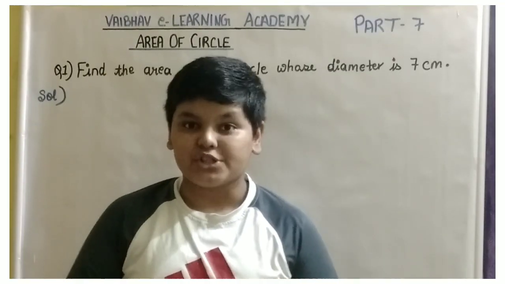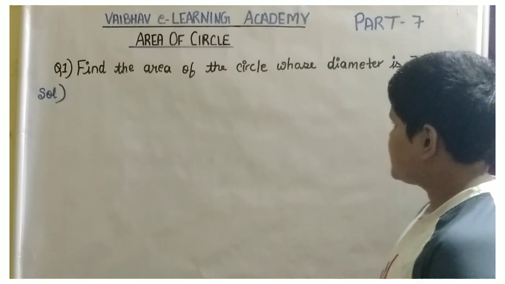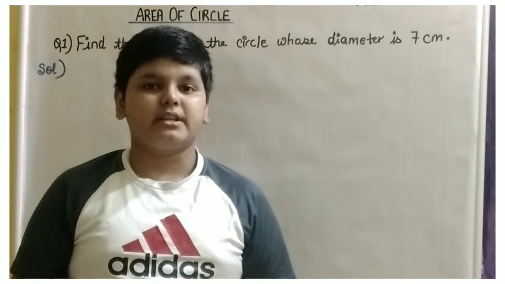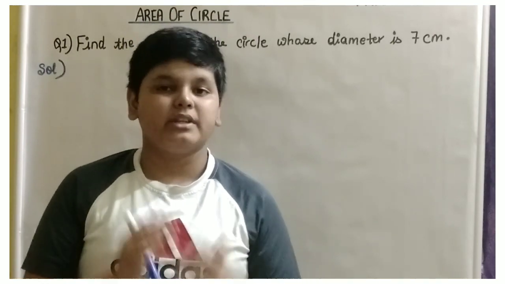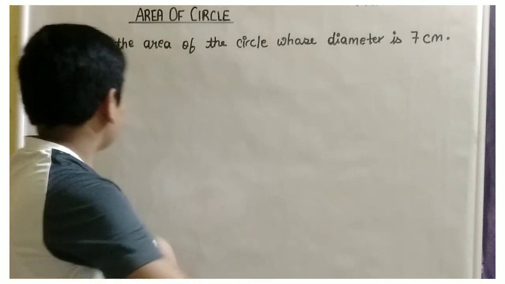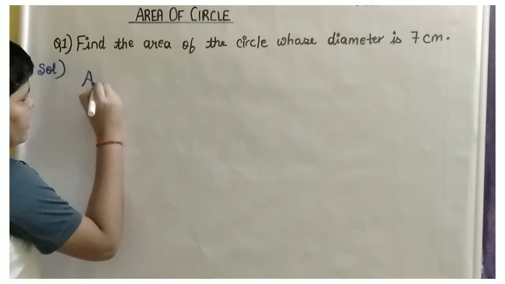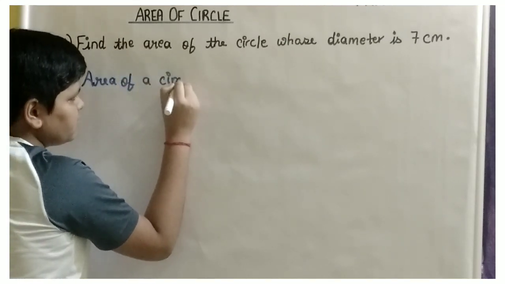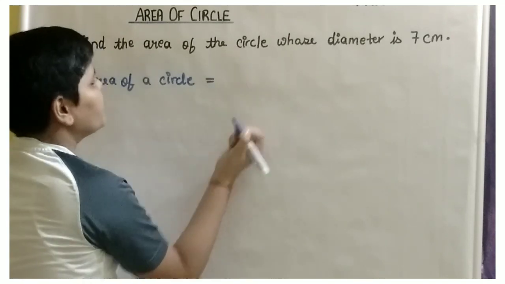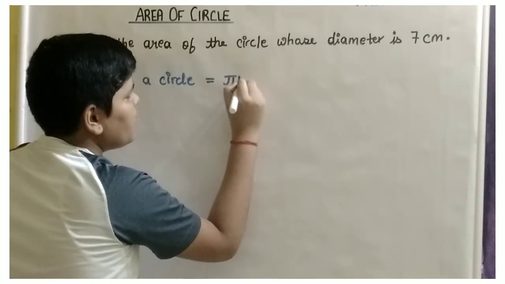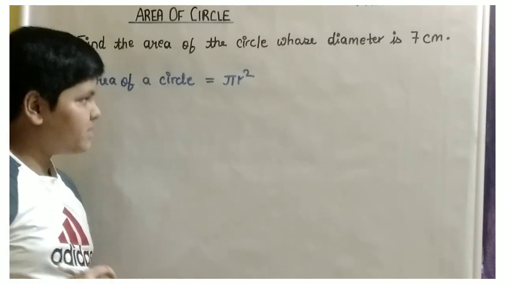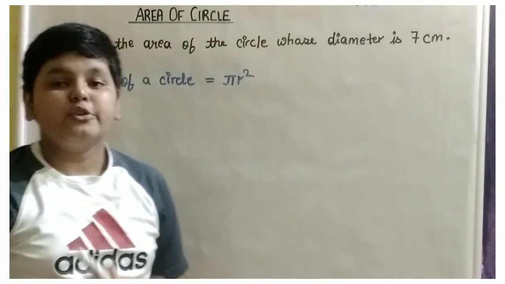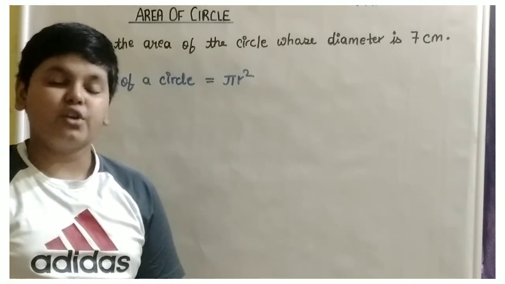Now we have our first question over here. Find the area of a circle whose diameter is 7 cm. We have to find out the area of the circle. So area of a circle is equal to pi r square. Now here is the twist. We have only the diameter. We have to find out the radius first of all, because to find out the area, we need the radius value, not the diameter value.